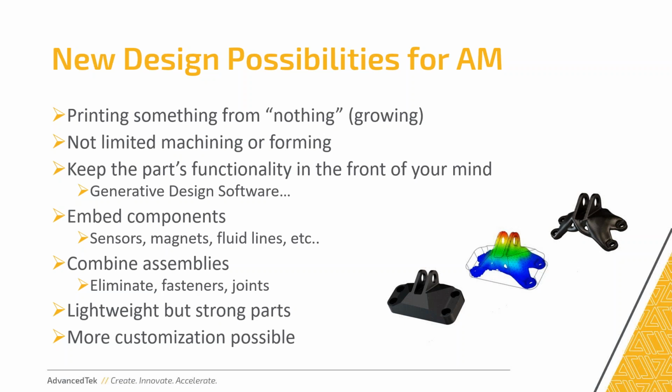value for 3D printing. And with 3D printing too, you can also embed components such as sensors, magnets, fluid or cooling lines. We can combine assemblies to eliminate fasteners and joints, making our parts even stronger than before. Because of the kind of growing process, we're able to lightweight, and because of the less programming and lack of tooling, we're able to do more customization on a bigger scale and more economical than before.